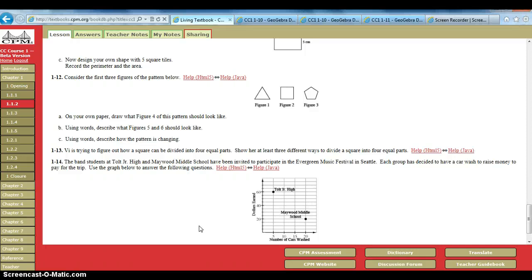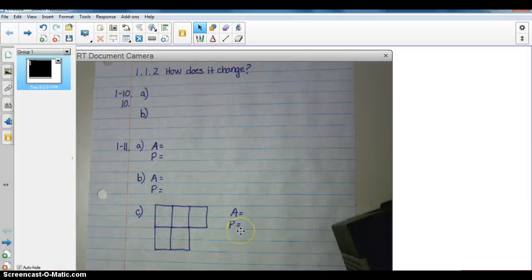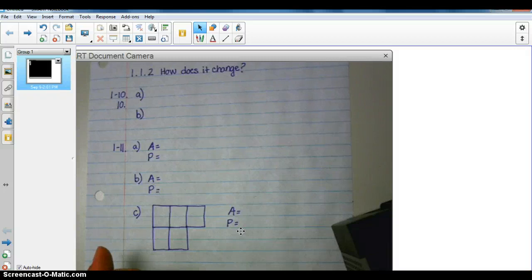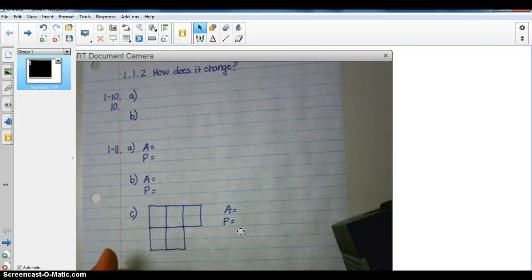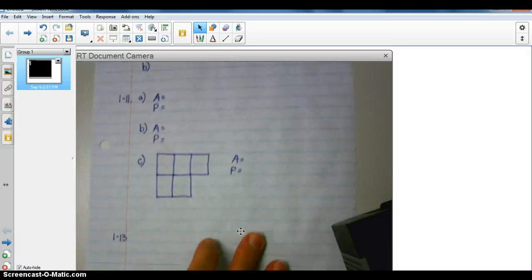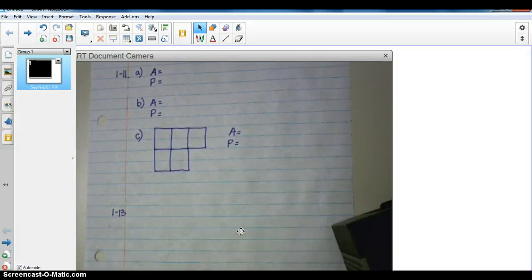For 1.1.3, the question reads, Vi is trying to figure out how a square can be divided into 4 equal parts. Show her at least 3 different ways to divide a square into 4 equal parts. So if you go back to your homework sheet here and you're working on 1.1.3, there's a couple different ways to show this type of work, okay?